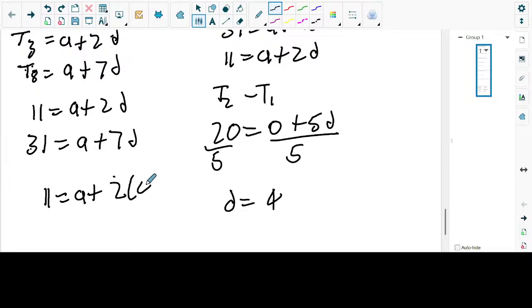What is 2 multiplied by 4? 2 multiplied by 4 is 8. The 8, we take it to the other side, it is going to become negative. So we have 11 minus 8, which is going to be A. 11 minus 8 is 3. So our A is 3.